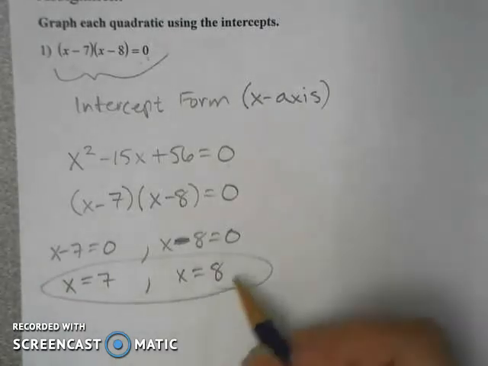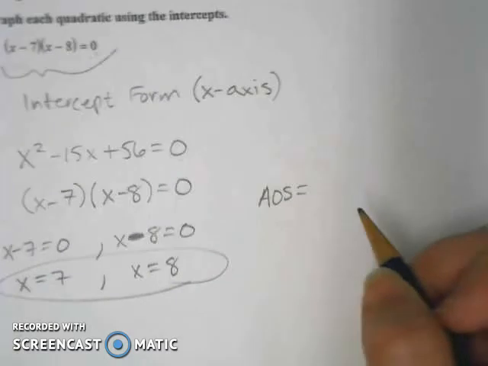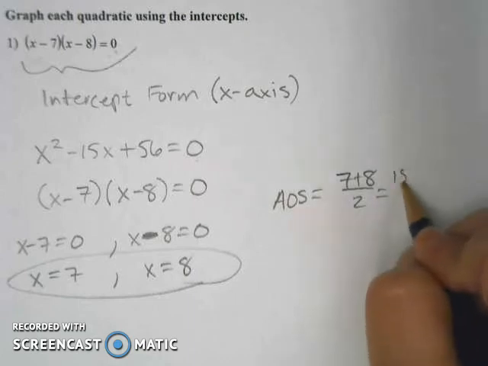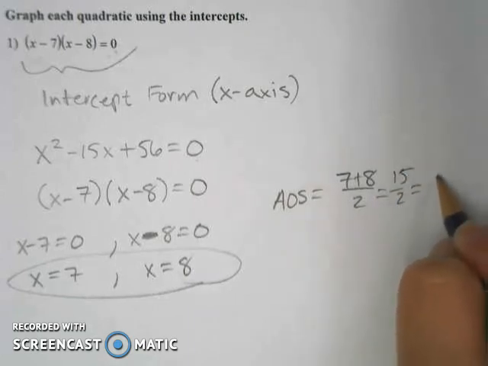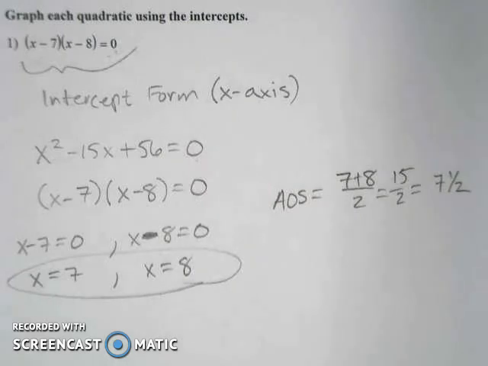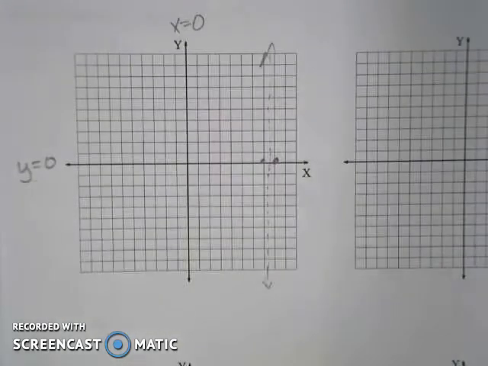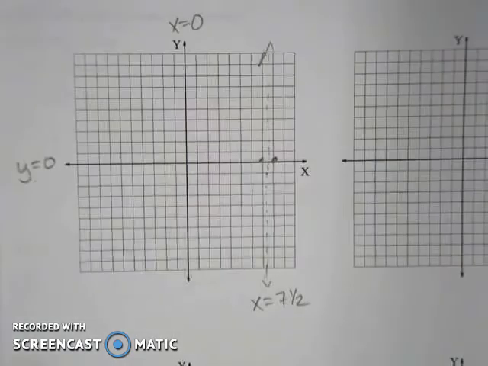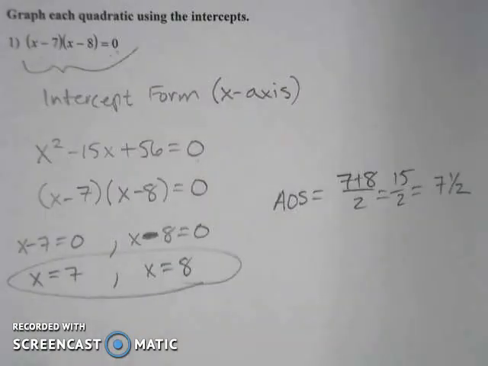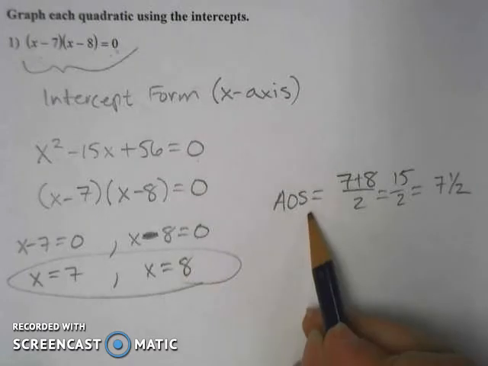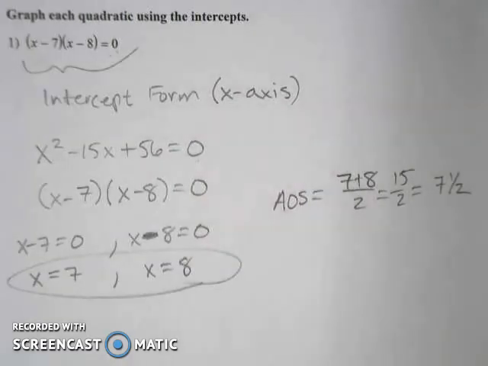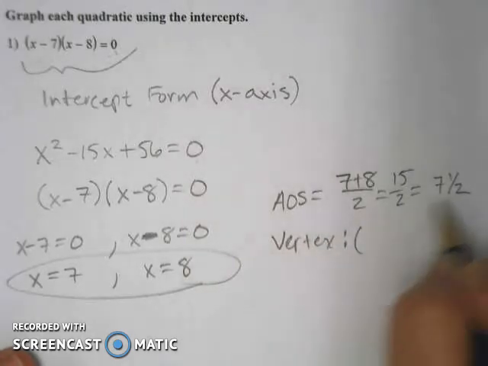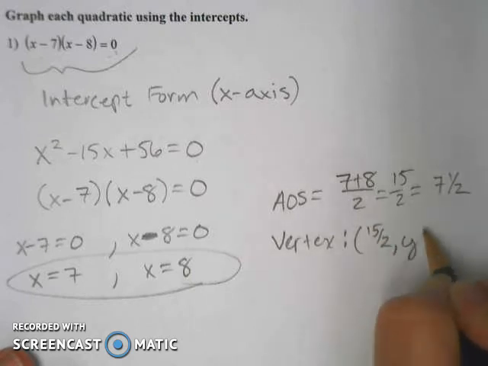The axis of symmetry is going to be the average of those two numbers, 7 and 8. So that means we get 15 over 2 or 7.5. On our graph, our axis of symmetry, that vertical line, is where x equals 7.5. That's very helpful to know because now we need to find the actual y value, because remember, the axis of symmetry is the x value of our vertex point. So we know that the vertex point has an x value of 15 over 2 or 7.5. Now we need to find the y value.